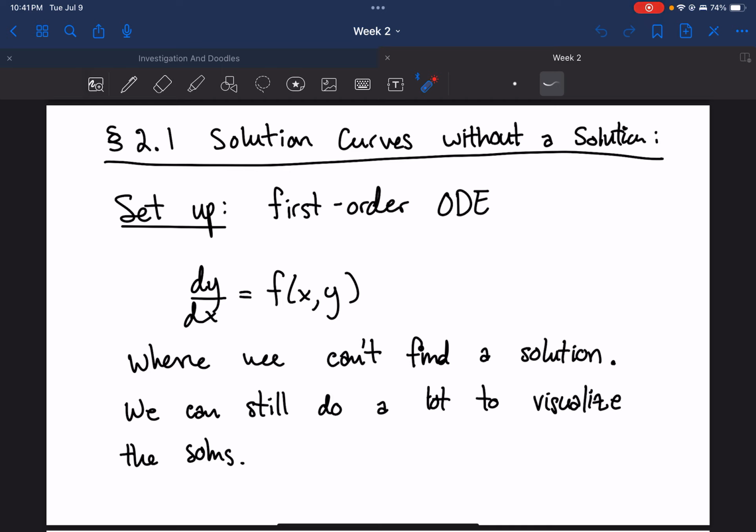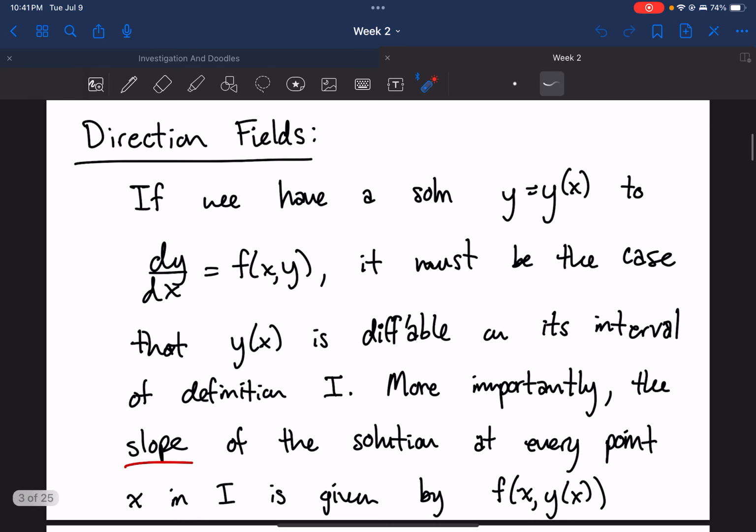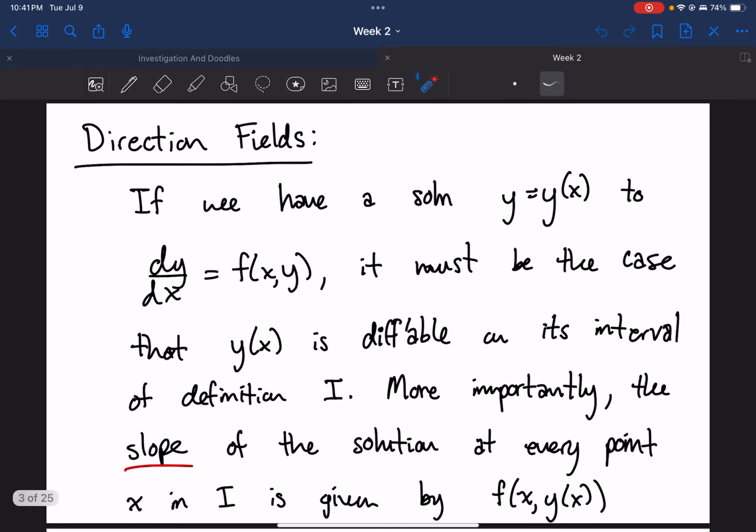And let's assume that we cannot find a solution to this differential equation for the moment. Well, in that case, we can still do quite a lot to visualize what the solutions look like, because it's in this very special form. Let me explain. Here is one method, direction fields. If we were to have a solution to this differential equation, it must be the case that this function y is differentiable on its interval.